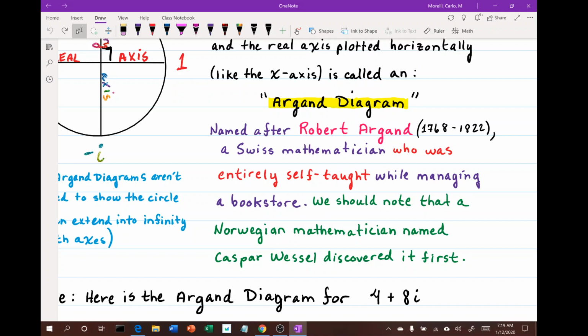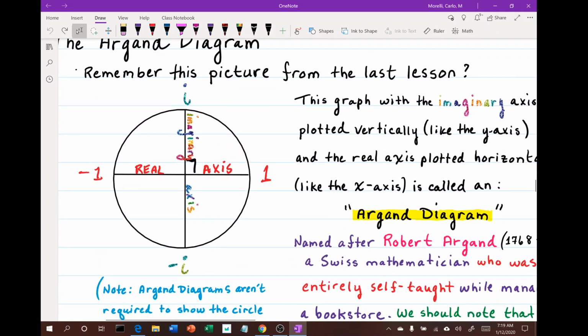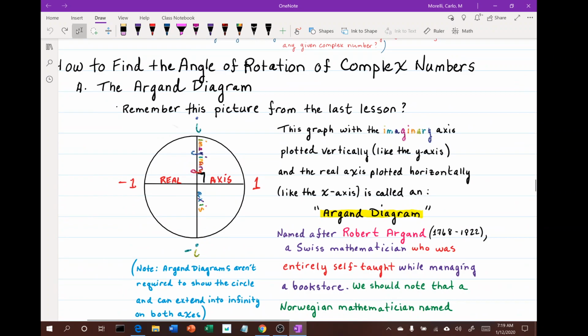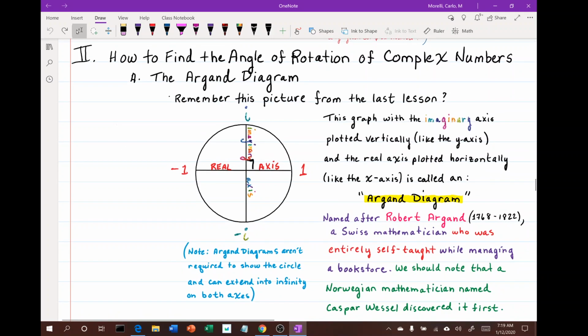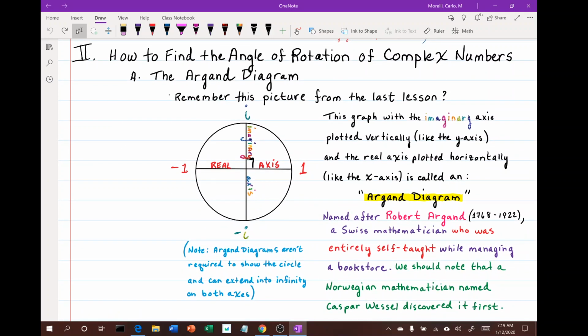We should also note here that a Norwegian mathematician named Caspar Wessel discovered it first. So Caspar doesn't get top billing. He didn't get his name on the thing. That happens a lot. You know, we always say Isaac Newton invented calculus, but actually a guy named Leibniz found it before him. But Newton gets the gold medal because I guess he had a better publicist.